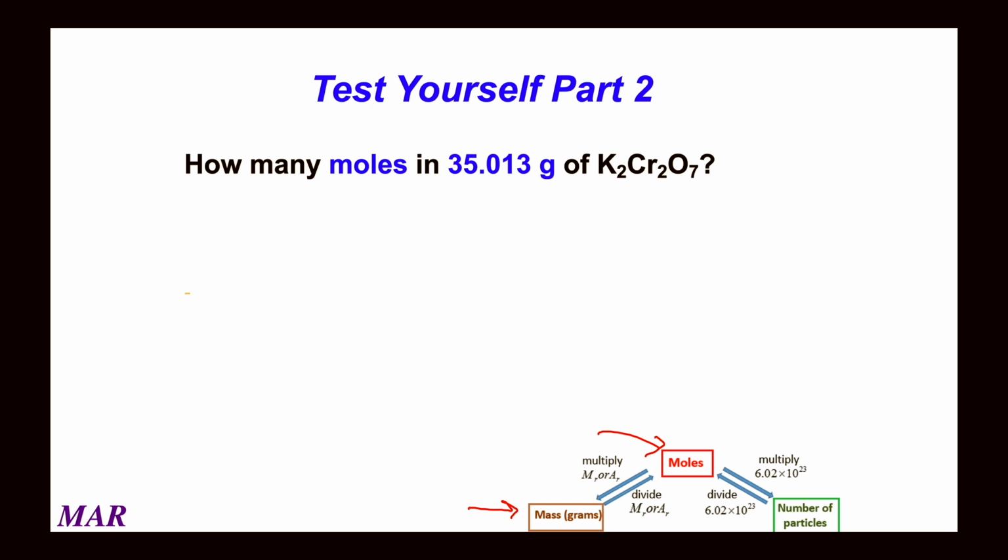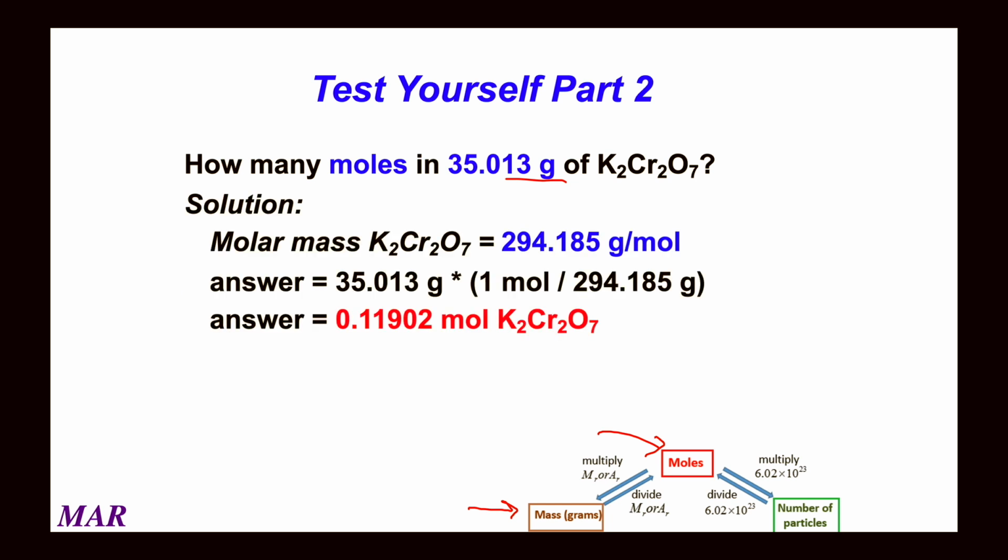And again, this is just good old dimensional analysis. We're starting with grams. We're going to use that grams per mole from the last page. We're going to have the grams part on the bottom and moles on the top, so the grams cancel out. So if you do that, here's the molar mass from the last page, 294.185. Grams on the top cancels grams on the bottom. Moles is the only thing left over. This has got a lot of sig figs in it, but 5 sig figs, 0.11902 moles potassium dichromate. So you can see how the molar mass allows you to go from the mass of an object to the moles with no problem.